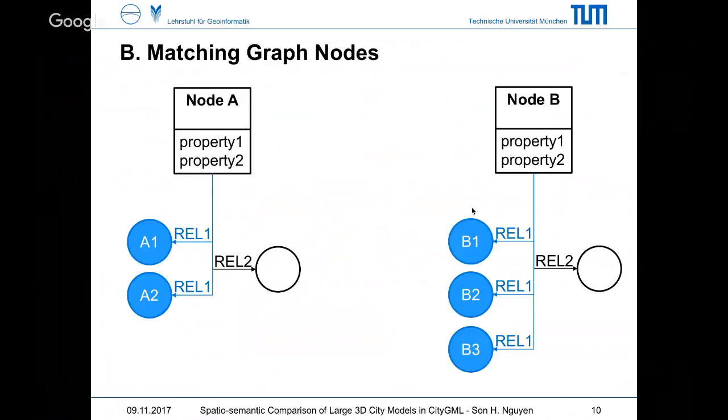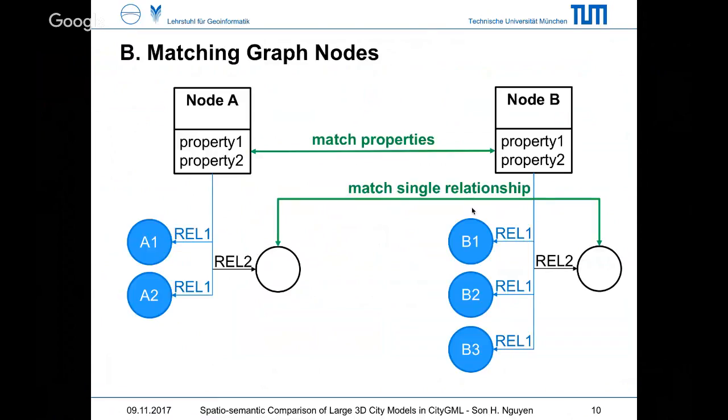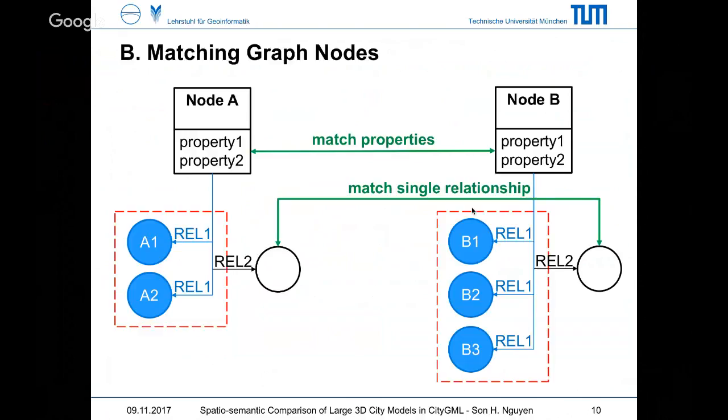So here, for instance, I have node A and B. To match properties of node A and B is very easy because they are texts. To match single relationship is also simple because we only have one relationship for each node. But the real problem is now to match multi-relationships. Should I match A1 with B1? Or should I match A1 with B2 or B3?